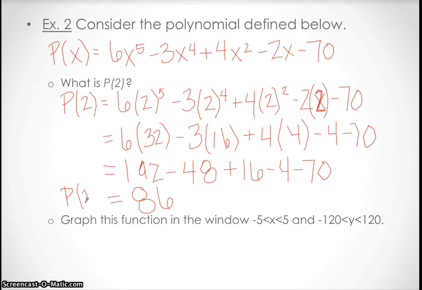We don't need to do anything with that 2. A lot of people try to divide by 2. You don't need to do that. It's just function notation. So this literally says, p of 2 is 86.